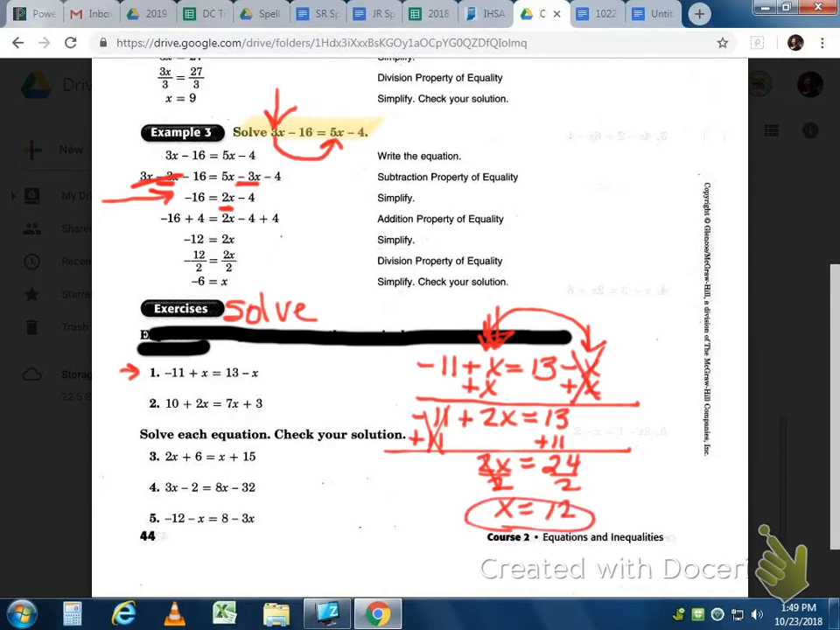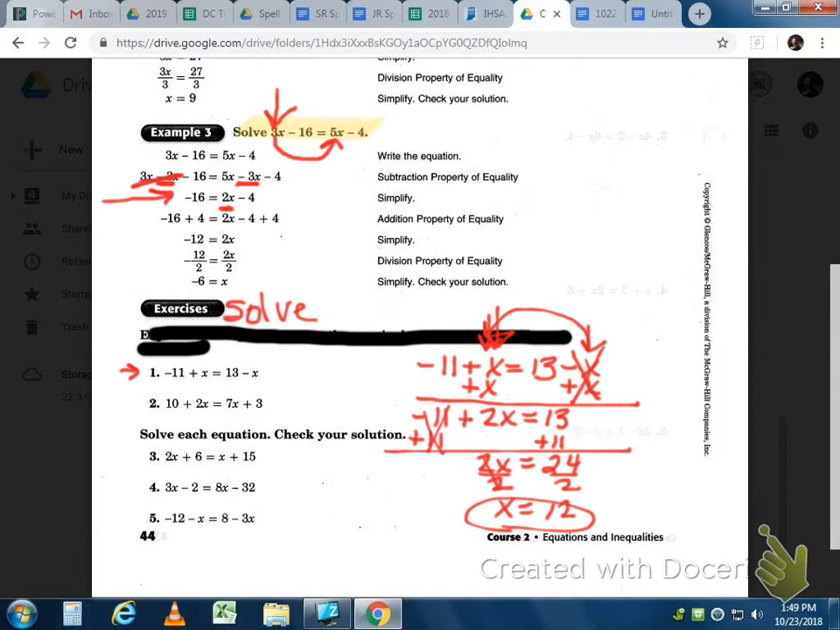So basically what you're doing is moving the smallest variable to the other side. Once you move that smallest variable to the other side, you're left with a two-step equation that we've been doing. So you proceed to solve it, and you should be fine. But you got to do those same steps every time. Are there any questions about that example that I just did?